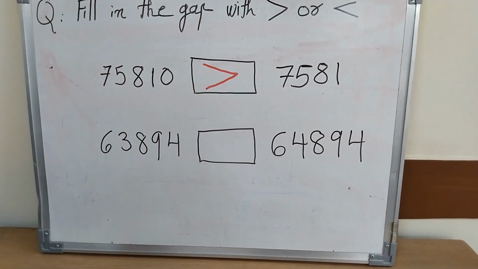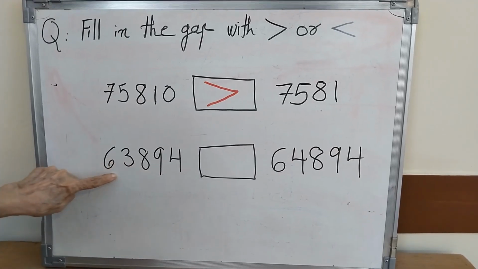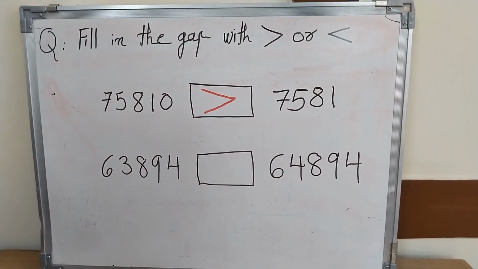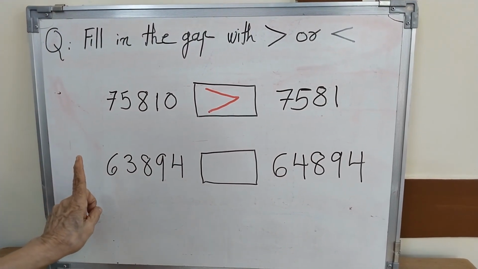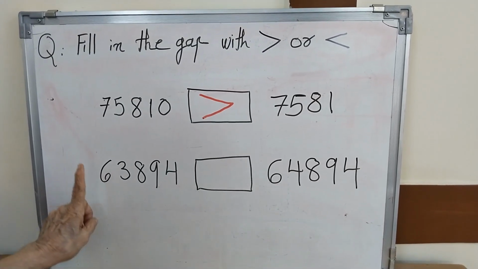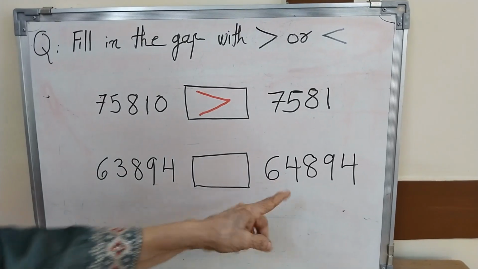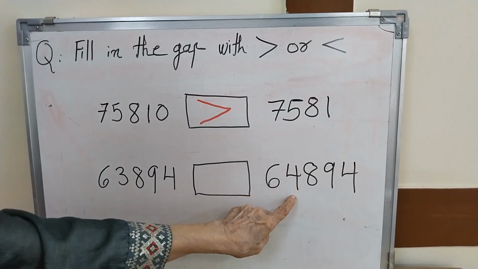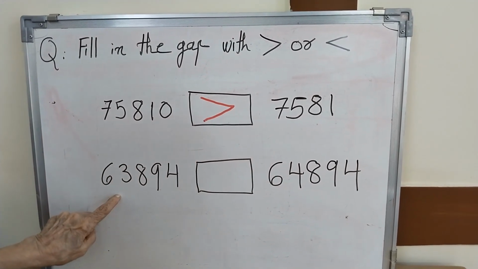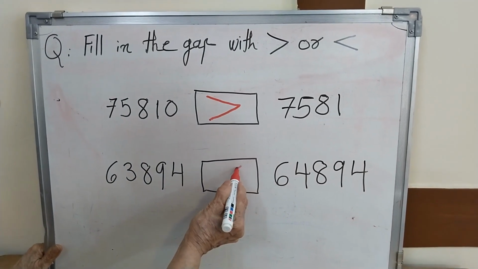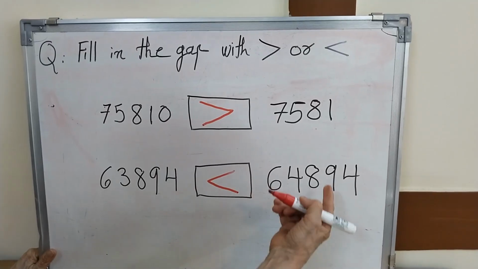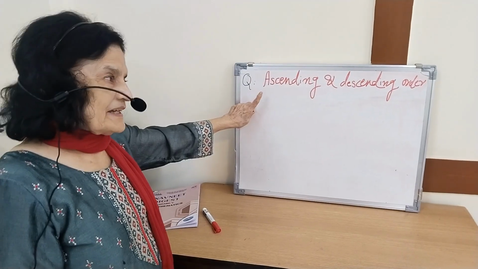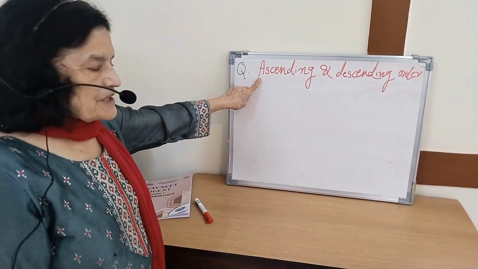Now let's come to the next one. Here we know that this is also a 5-digit number and this is also a 5-digit number. So let us start comparing them. Let us start comparing with the extreme left-hand side digit. Here it's 6, here it's 6. So equal. This is 3 but this is 4. So this number is bigger than this one, and hence the wider end of the symbol should go near the bigger number. Easy. Sweetheart, now let us take the next question.